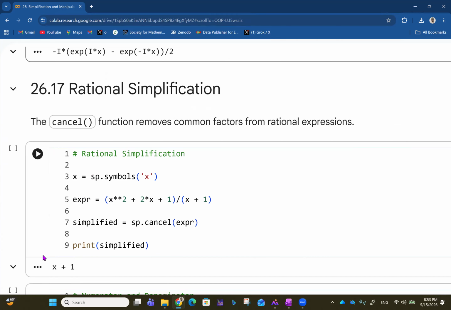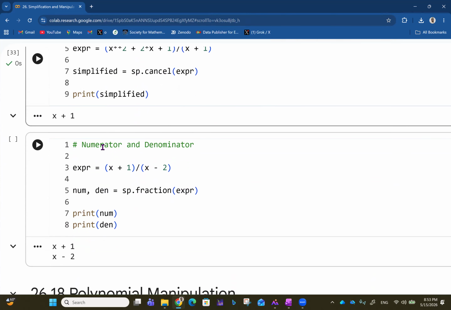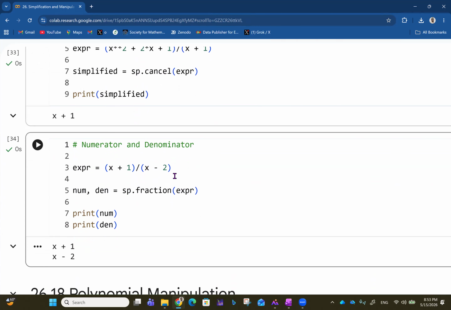So x plus 1 cancels out. So simplified, now you have the sp.cancel expression. So you then have x plus 1 like that, so that cancels things out. Then imagine you can also have numerator and denominator. So here now you have the expression x plus 1 over x minus 2. So for the numerator and denominator, you can have sp.fraction of the expression. So you print the numerator, you print the denominator, and because you have x plus 1, x minus 2.